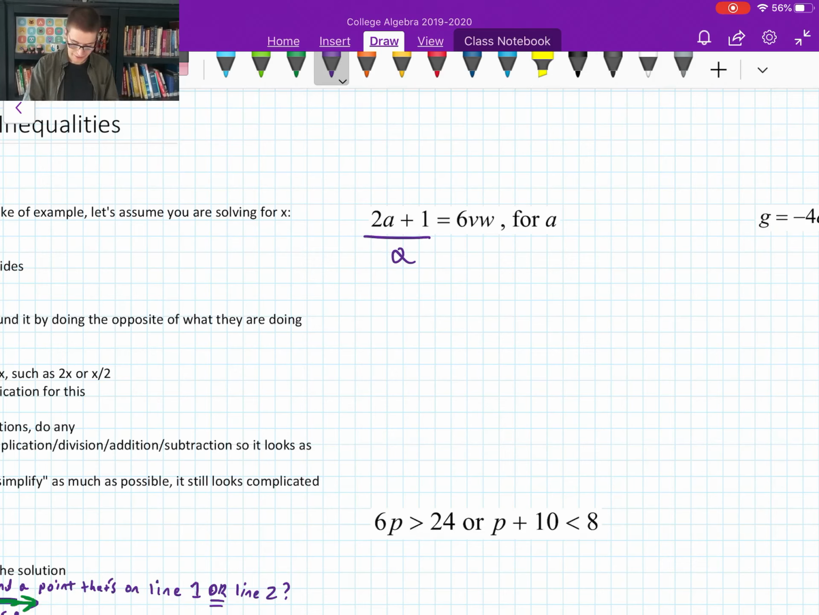If it were here, I'd want to get a out of the denominator. Let's say it was like a times n, for example. To get that out of the denominator, I'd multiply both sides of the equation by an. That would get rid of the a on the left side and leave me with 6vw an on the right side. Fortunately, we don't have any of that. All we have is this right here. So we can skip step 1.